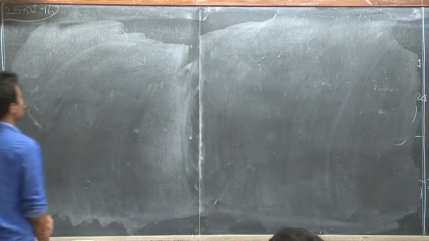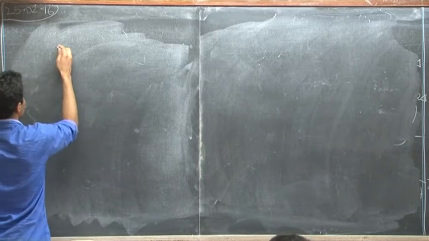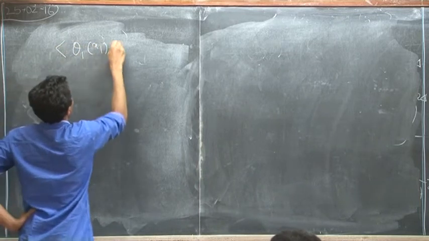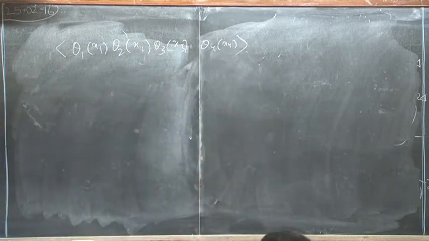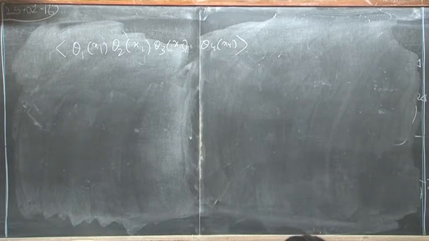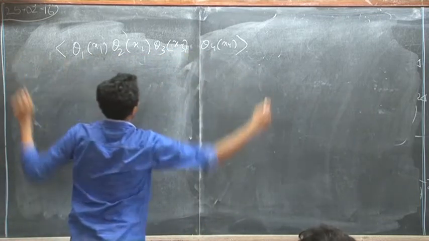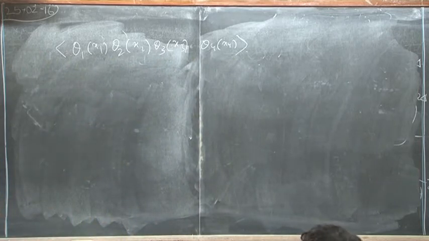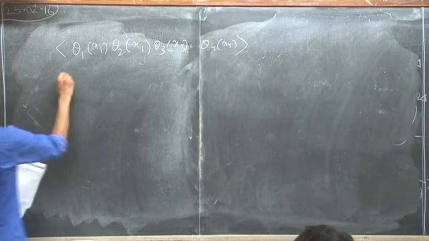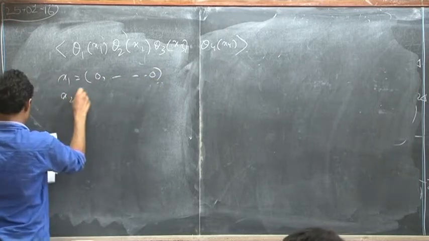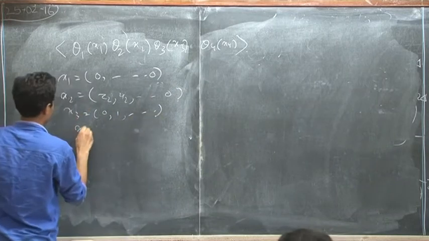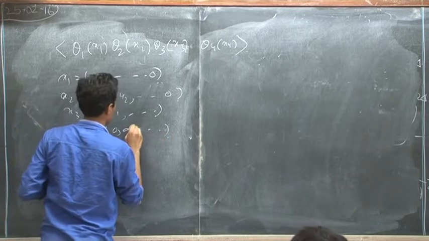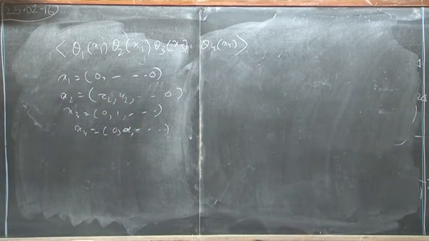Okay, so let's consider this 4-point function. In the Euclidean case, I can put the points wherever I want because all of them are space-like separated. But let's consider a particular situation where I put x1 equal to 0, 0, 0, x2 equal to y2, 0, 0, 0, x3 equal to 0, 1, and x4 equal to 0, 0. Suppose this is the way I put it.